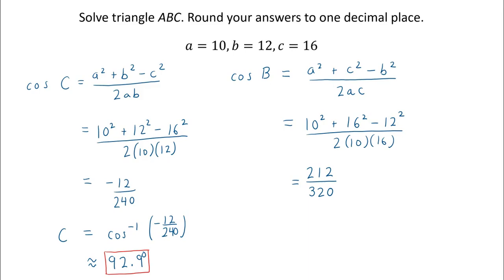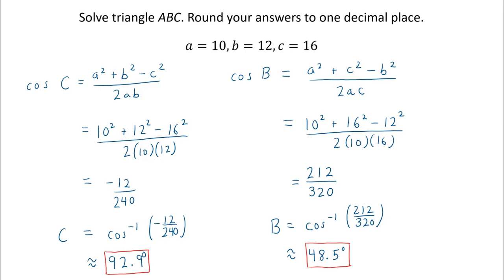And again, we use inverse cosine function to find the measure of angle B. That gives us the measure of angle B is equal to cosine inverse of 212 over 320. And using our calculator, we find that the measure of angle B is approximately 48.5 degrees when rounded to one decimal place.